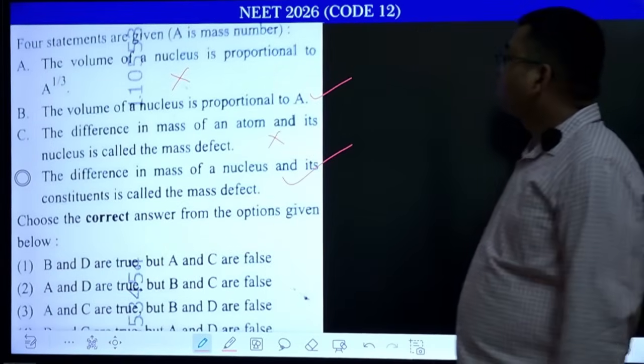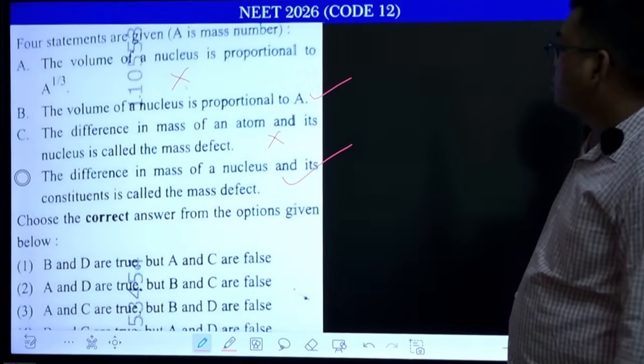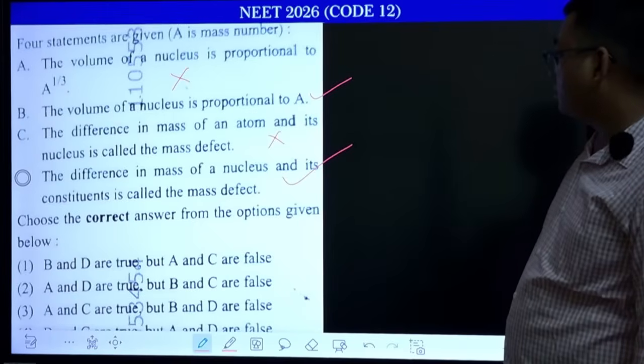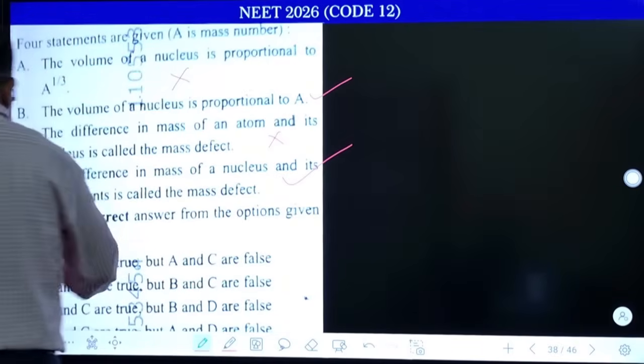Okay, right. Then choose correct. So B and D are correct. A and C are false. Correct. So option 1 we will go with.